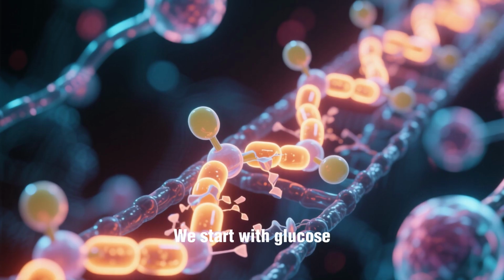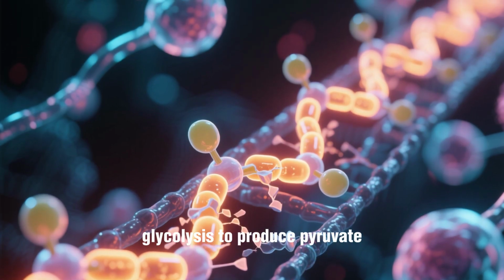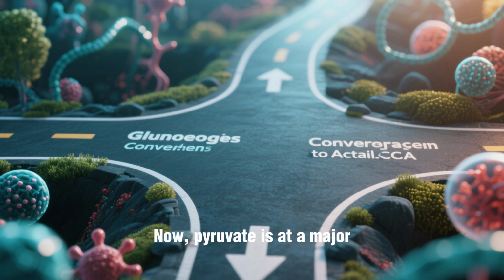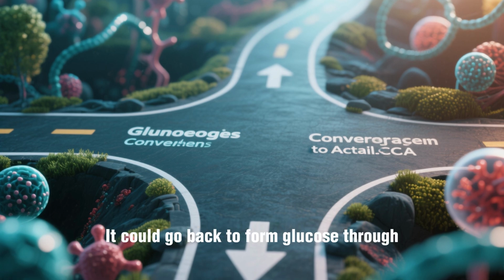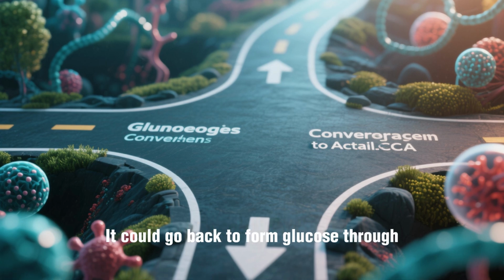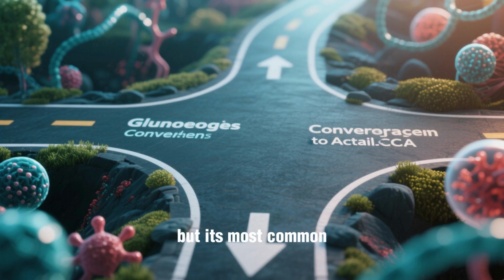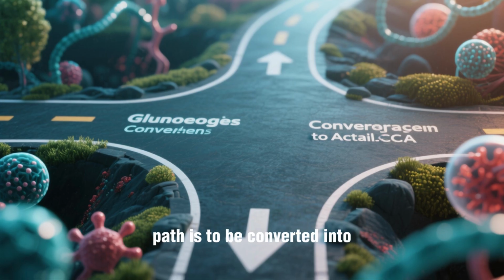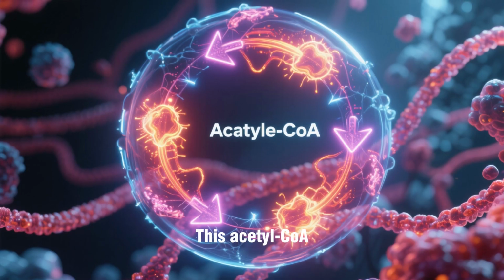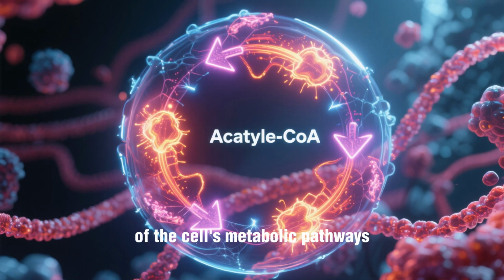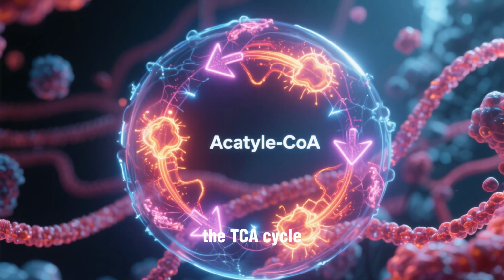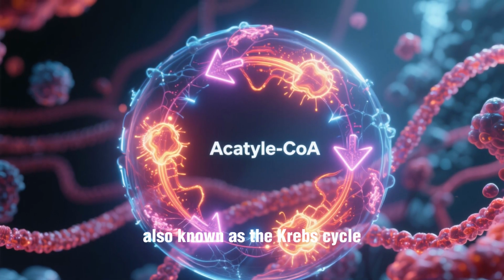We start with glucose, which undergoes glycolysis to produce pyruvate. Now, pyruvate is at a major metabolic crossroads. It could go back to form glucose through gluconeogenesis, but its most common path is to be converted into acetyl-CoA. This acetyl-CoA then enters the powerhouse of the cell's metabolic pathways, the TCA cycle, also known as the Krebs cycle.